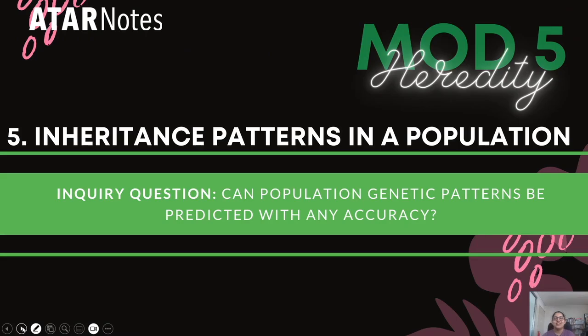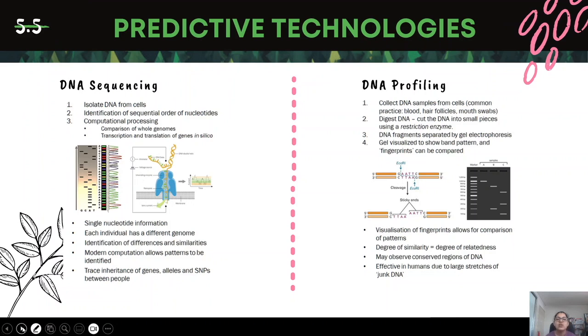Let's move on now to the last part of the syllabus, which is looking at inheritance patterns in a population. So we are now considering, can population genetic patterns be predicted with any accuracy? We've looked at what is happening at a molecular level, so how do we then predict it? But now we're asking, can we predict not just individual genetic patterns, but population patterns with any accuracy? So these are the techniques we use.